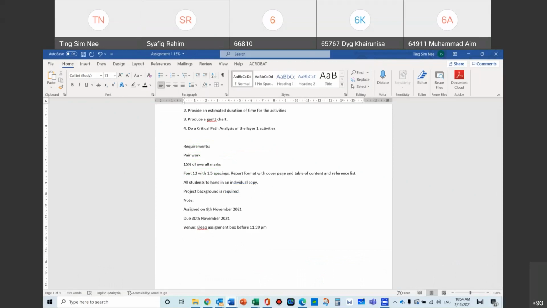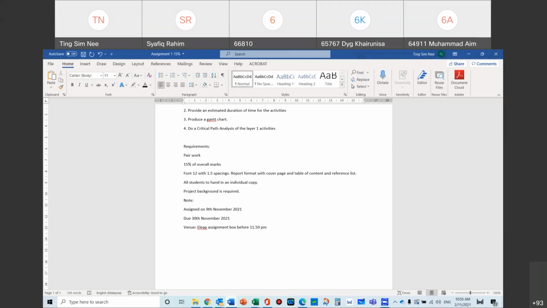It's 15% of your overall marks. You have to do it in a report format and type it up and all that. So all students will hand in their individual copy.